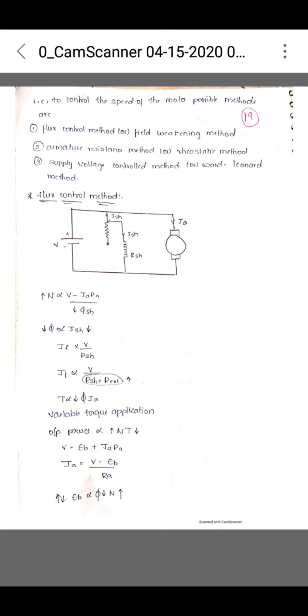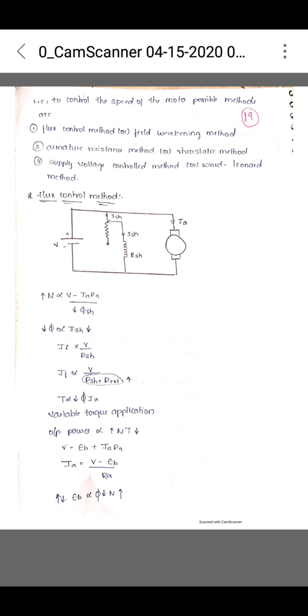After designing the machine, once we give supply, the magnetic core will come to the saturation period. After saturation, it is impossible to increase the flux without changing the dimension of the magnetic core. So it is not possible to increase the flux, but there is a possibility to decrease the flux. That's why this method is also called the flux weakening method. Field control method or flux control method is also called the flux weakening method.